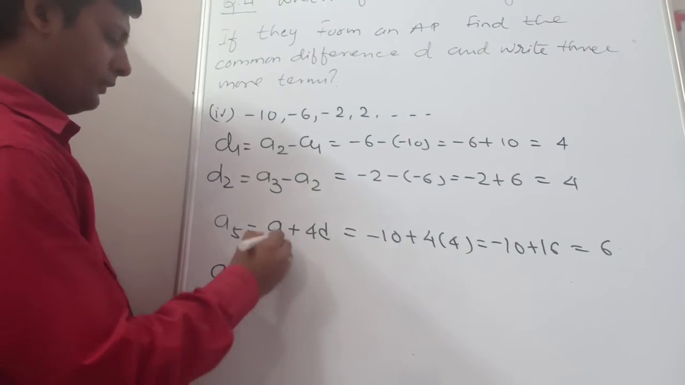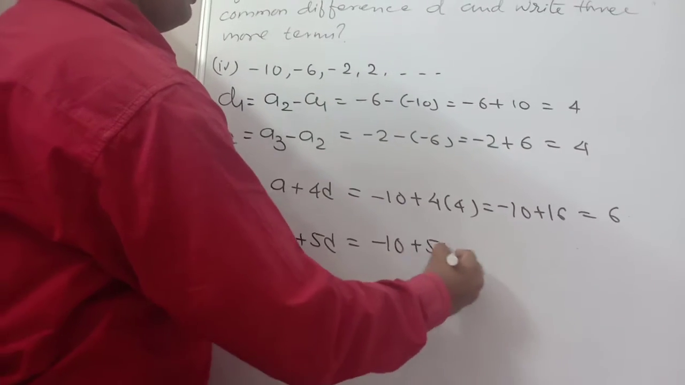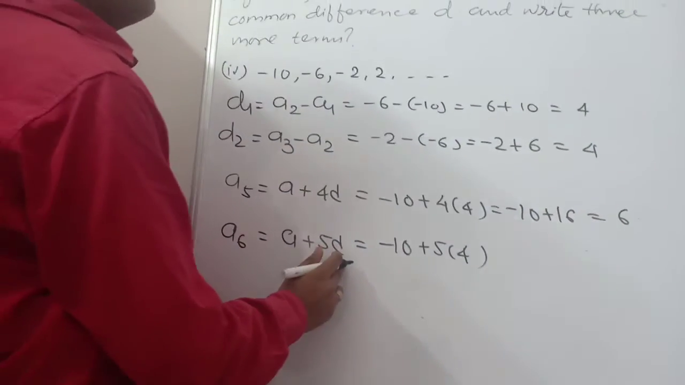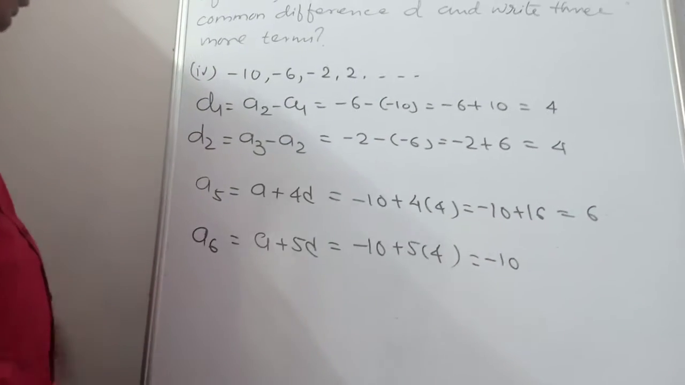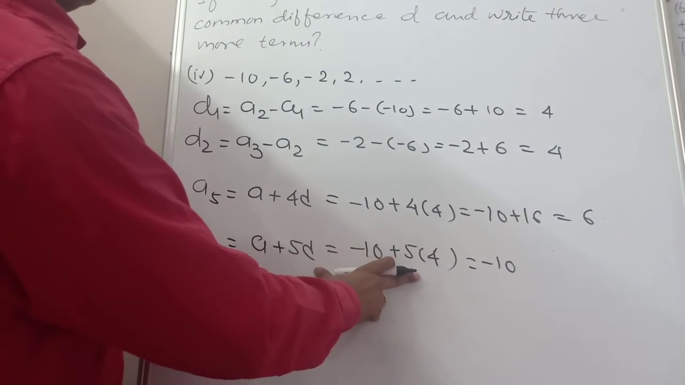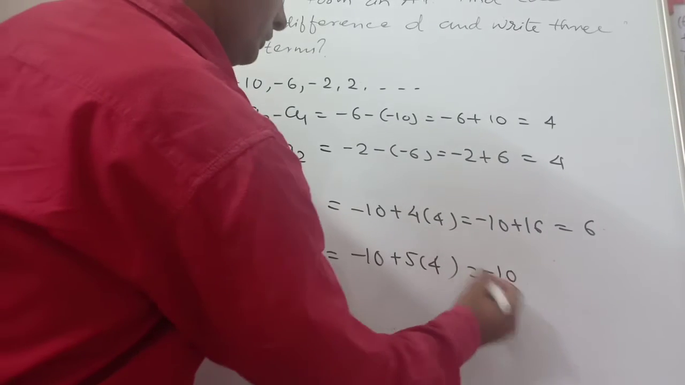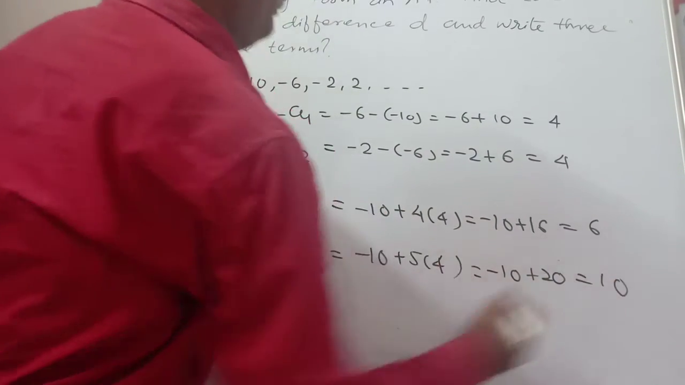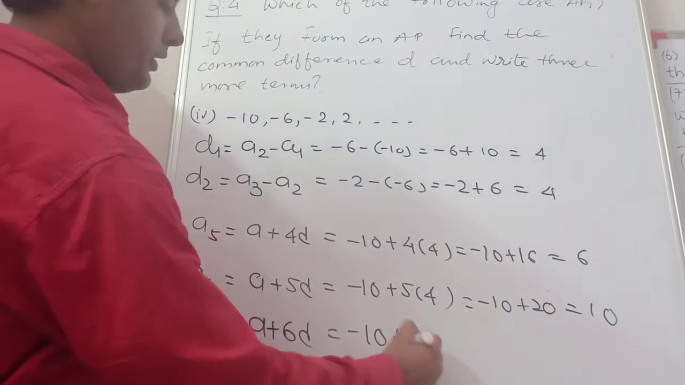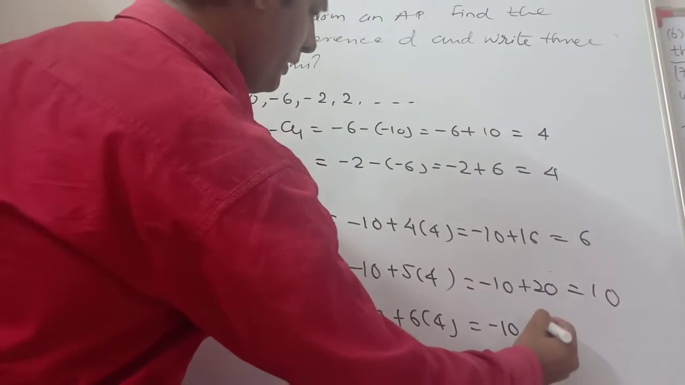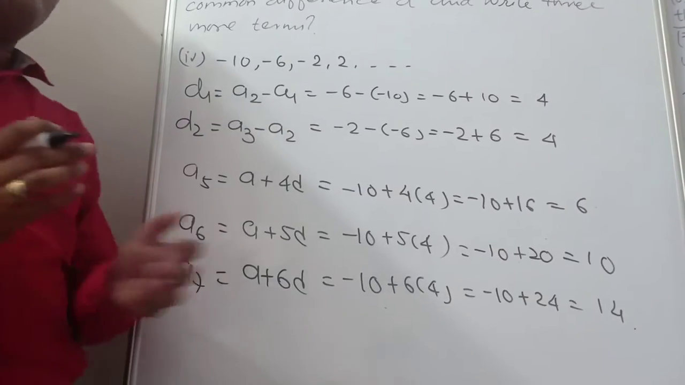Now sixth term. So sixth term, that means A plus 5D is equal to minus 10 plus 5 into 4, right, 5, and D is equal to 4. So therefore minus 10 plus 20, and we got 10. 7th term is equal to A plus 6D. So A means minus 10 plus 6 into 4. So minus 10 and plus 24, we got 14, right? So 6, 10 and 14 are the 5th, 6th and 7th terms.